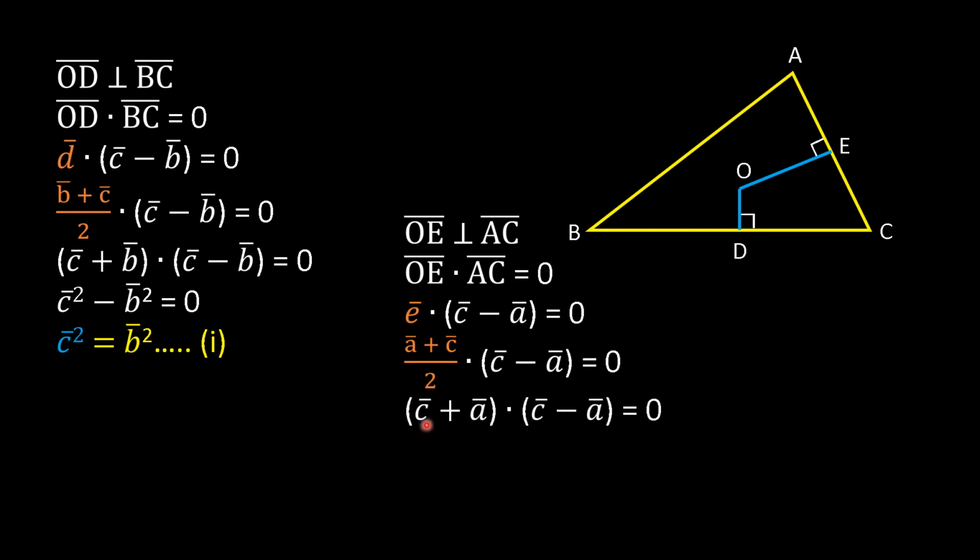Which will be C bar plus A bar dot C bar minus A bar. It will be C squared minus A squared equals 0. That is C square equals A square. From equation 1 and 2, we write A bar square equals B bar square.